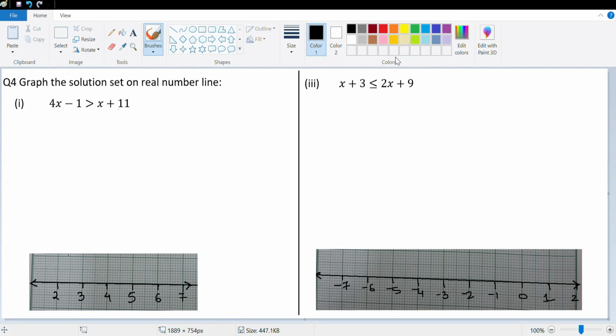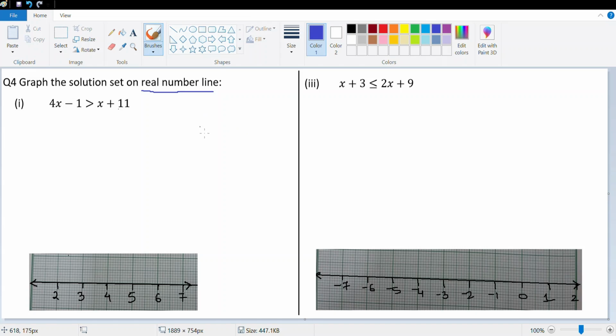Let's move on with the next question. The next question that we solve is question number 4. It says, represent the solution of the following inequalities on a real number line. So again, they confuse you by saying real number line. Basically, it means any number line. Let's look at the question.